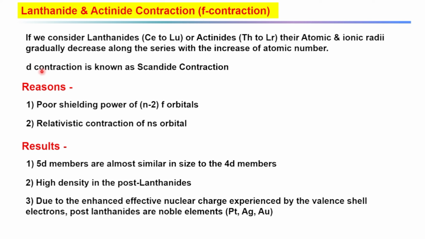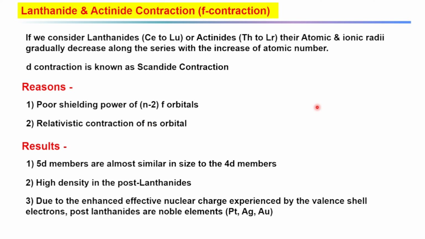The same trend can also be observed in the case of d block elements. This d contraction is known as scandide contraction. Now let's see what the reasons are. The reasons are the poor shielding power of n-2 f orbitals, and you can also see relativistic contraction of ns orbital. So I will try to explain it.